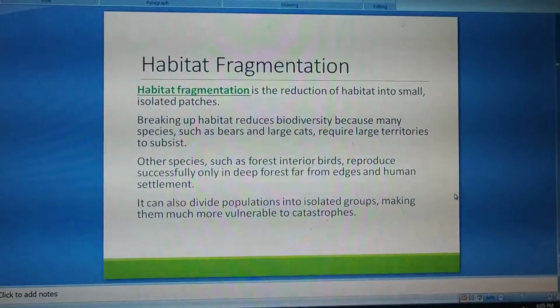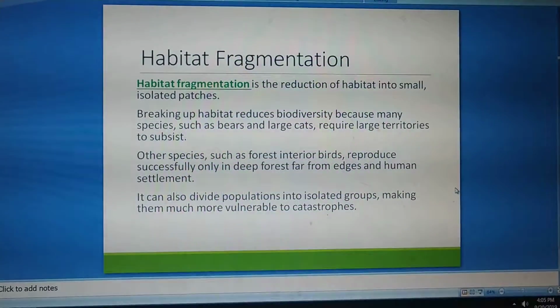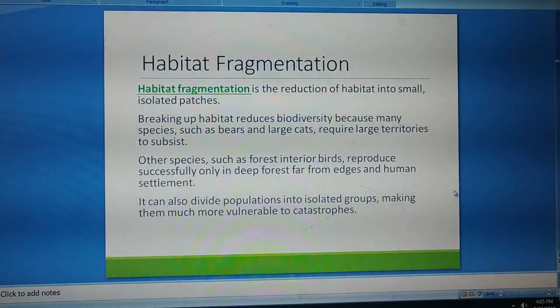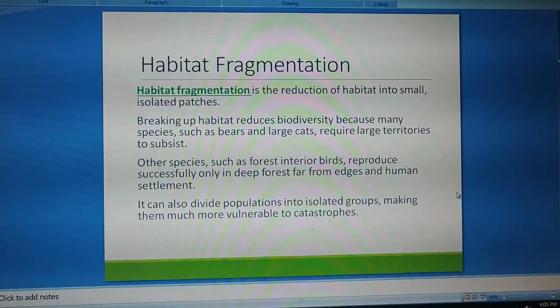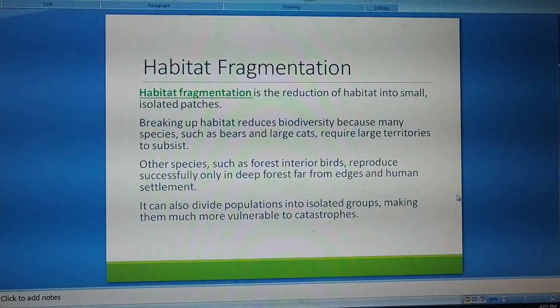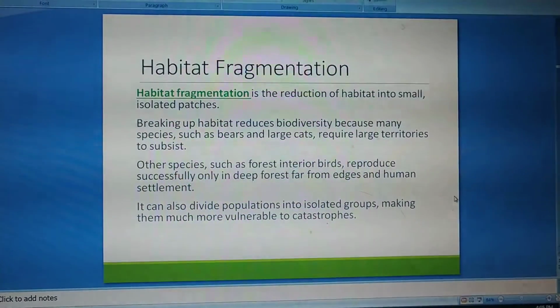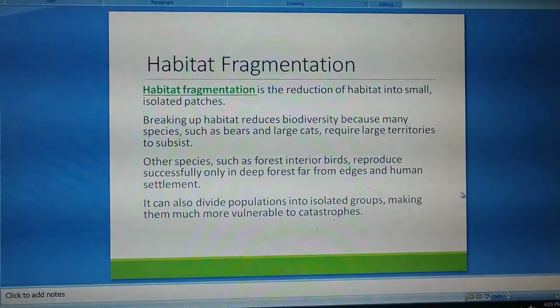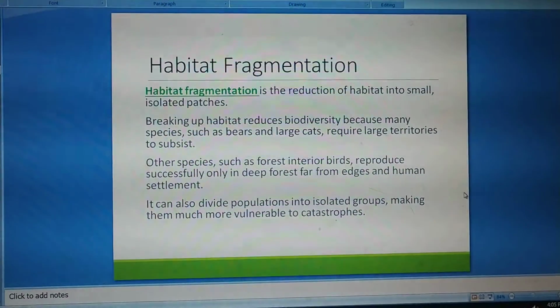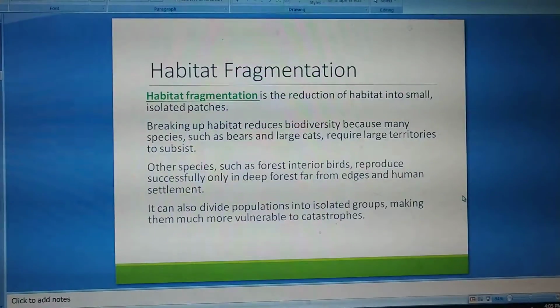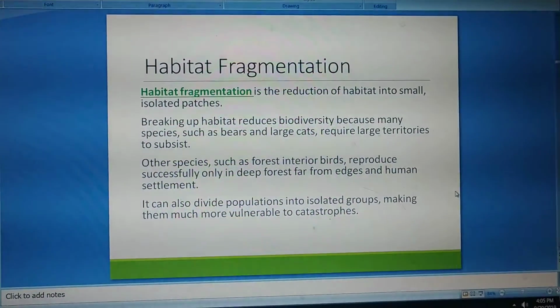If you look at other species like certain birds, they can only reproduce successfully in deep forest. They cannot grow in edge habitat. This also can divide populations into isolated groups, which basically bottlenecks them because they're no longer reproductively connected. So they start to inbreed, and then it makes them more vulnerable to catastrophes because they no longer have genetic diversity.